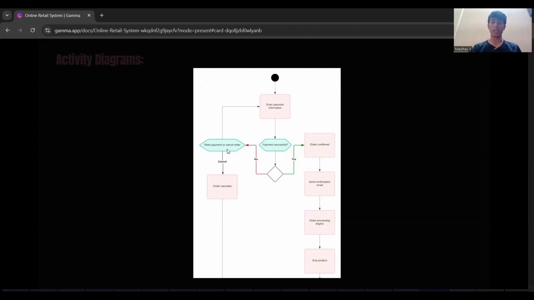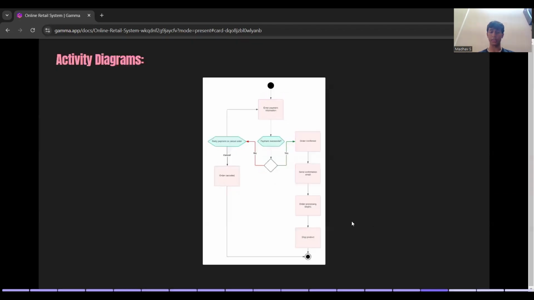If the customer chooses to retry the payment, it goes from the scratch, which is enter payment information. If the customer chooses to cancel order, then the order gets cancelled and the process ends. But if the payment is successful, the order gets confirmed, the confirmation email is sent to the customer, then order processing begins and the products get shipped.